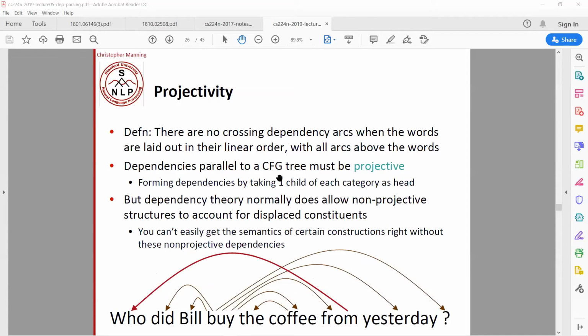Let's see, parallel to the CFG tree. I think CFG tree is the thing we're going to talk about in a later chapter, so I'm not going to worry about that. It does allow non-projective structures, which you can't easily get otherwise. So all he's saying here is that, yeah, sometimes arrows have to cross.